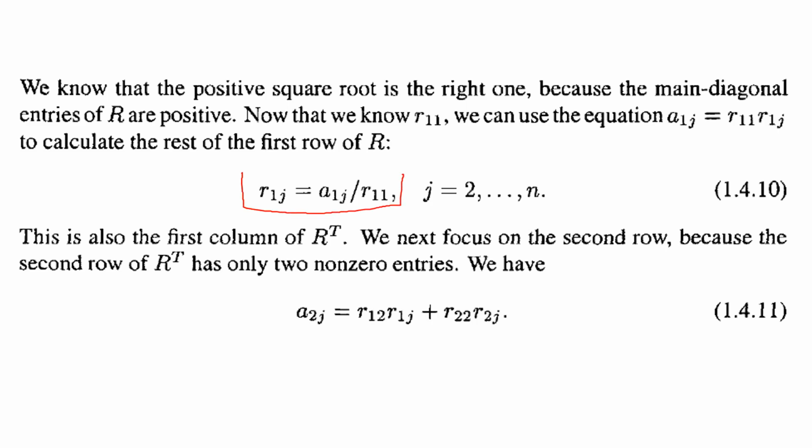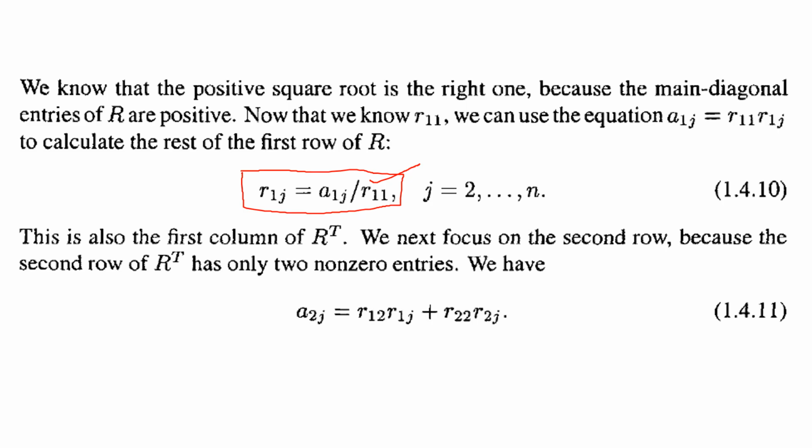This is the formula to obtain all the entries of the first row, R1j, because we know that A11 and R11 are calculated, and A1j are given in the main matrix A. We can easily obtain R12, R13, R14, and so on up to R1n, and so calculate all the entries of the first row of R. This is also the first column of R transpose, because R transpose is the transpose of R. So all the entries of the first column of R transpose can be gained by this formula.